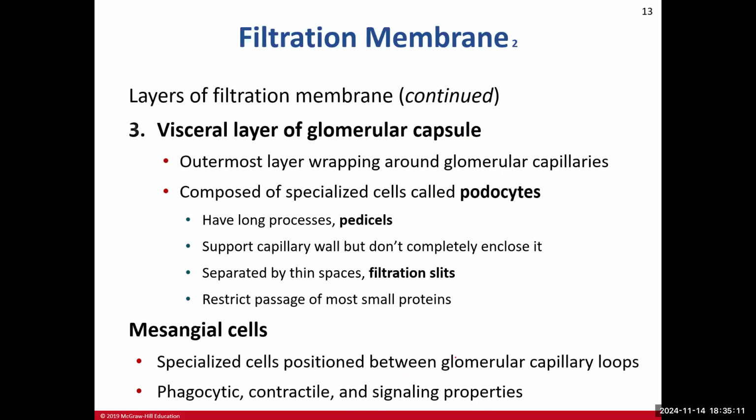And then finally, our visceral layer of the glomerular capsule. This is the outermost, and you're going to see these cool cells here called podocytes. They have these processes called pedicels, and they essentially create these slits on top of the capillary. And the nice thing is these cells can contract or relax, so they can manipulate the size of those slits, those thin spaces in between the pedicels, and that can also affect what can pass through the filtration membrane.